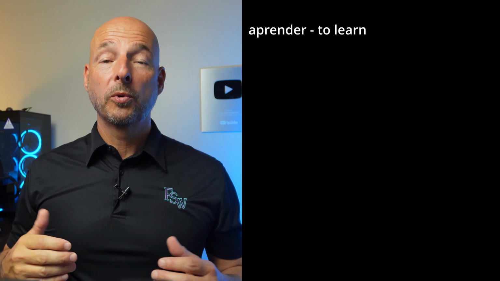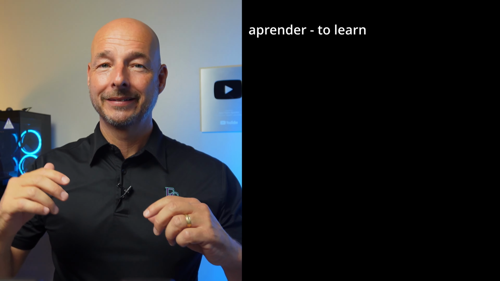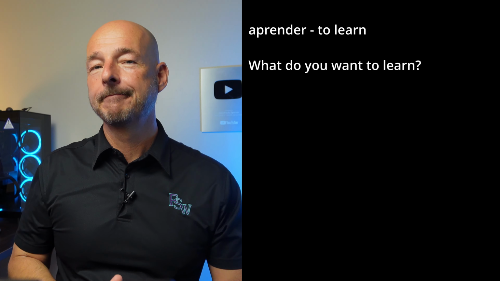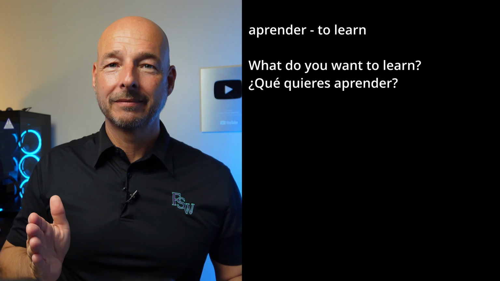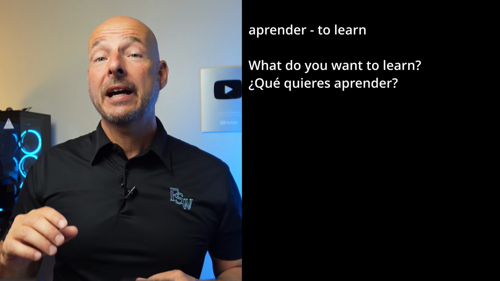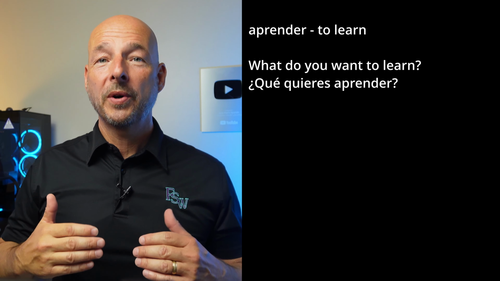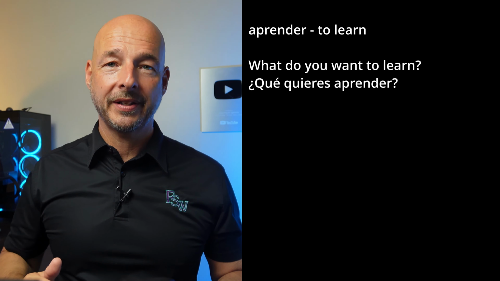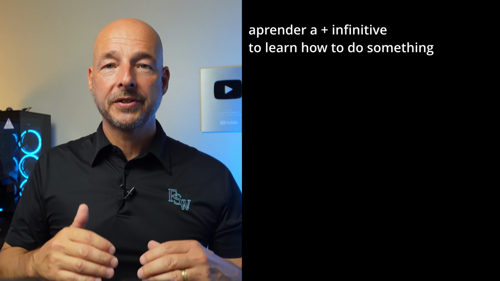Let's skip to the verb for to learn. Aprender. What do you want to learn? Try that one. ¿Qué quieres aprender? You just plugged it in. Not too hard, right? Now, to answer this, you're going to have to learn this verb with a certain preposition that it appears with all the time. This is the formula for your word list.